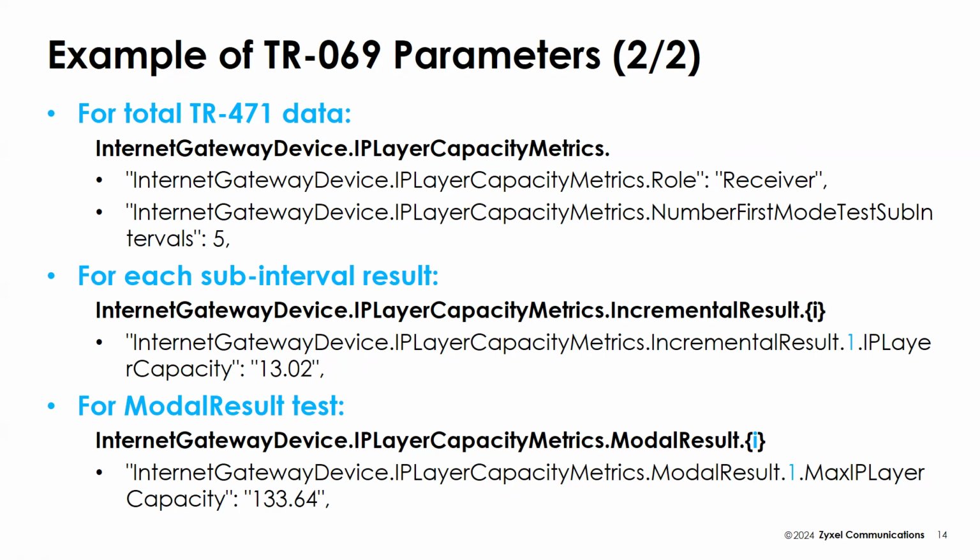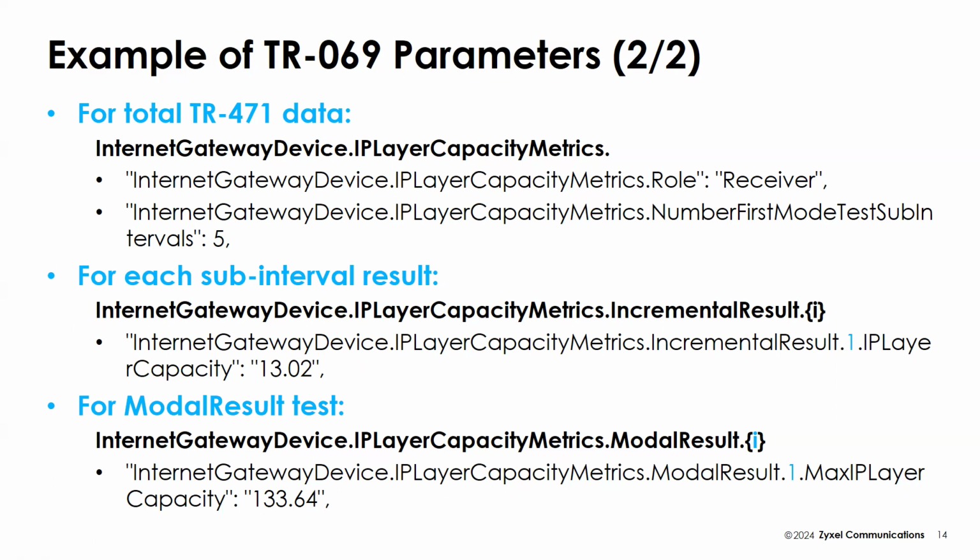Okay, and also we can get the user parameter I showed here to get the result from each subinterval. And what's more, there's another one called the modal result test, where we can use this parameter to get the maximum IP capacity among several subintervals.